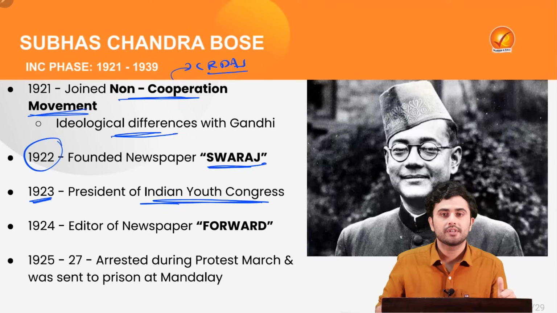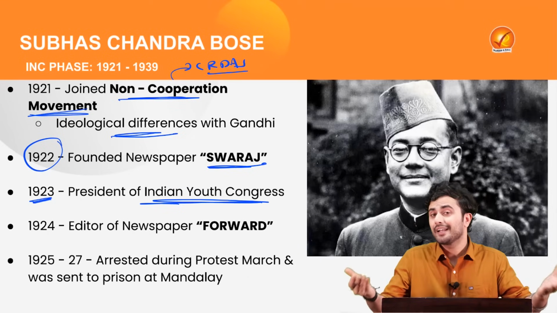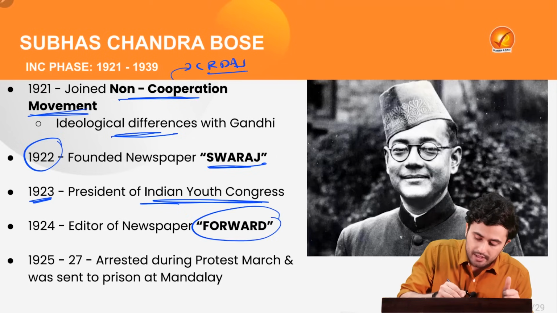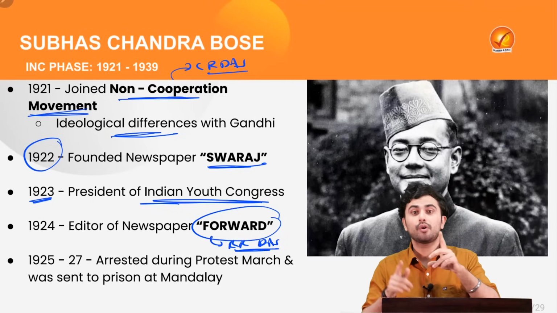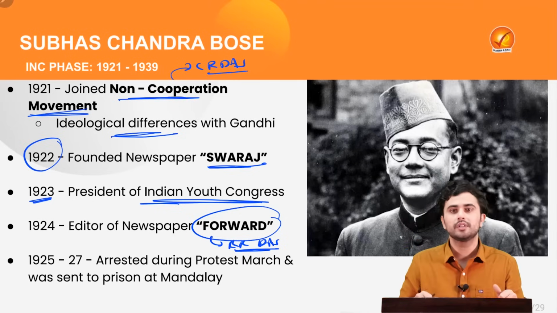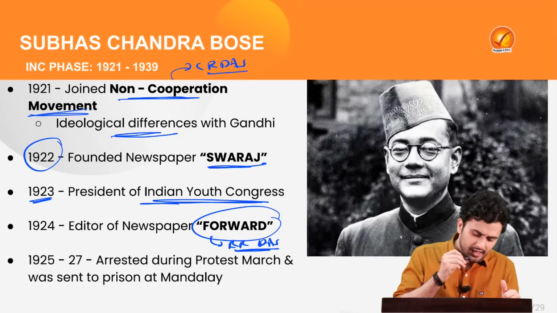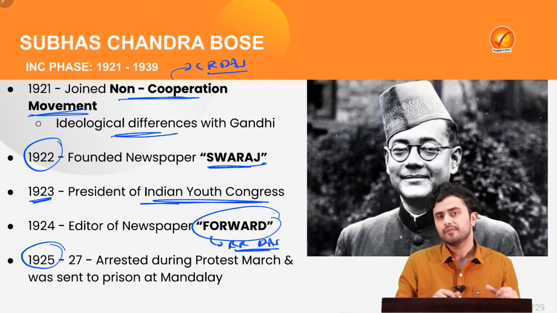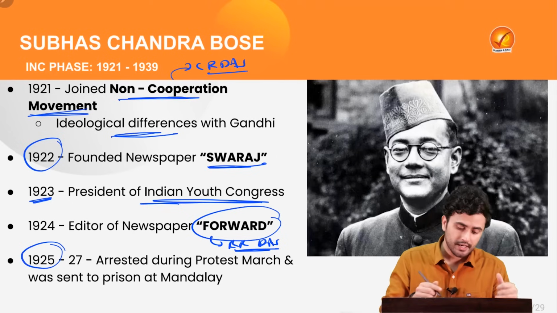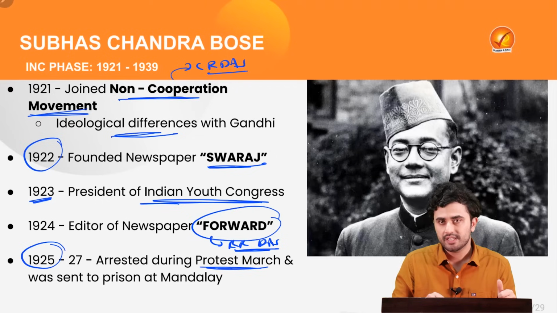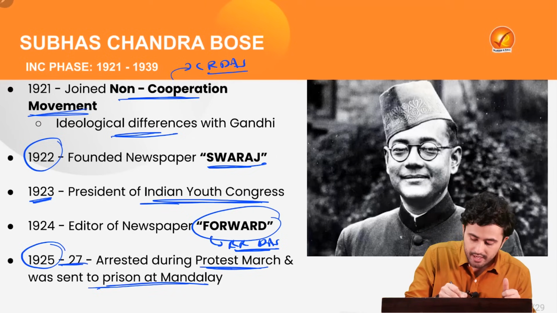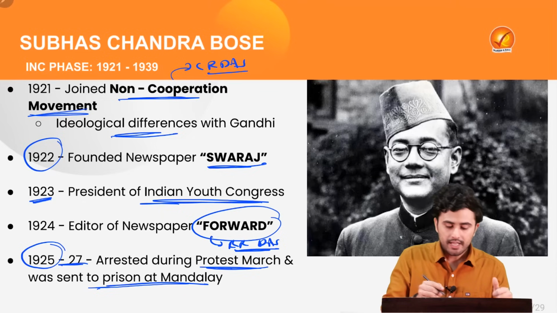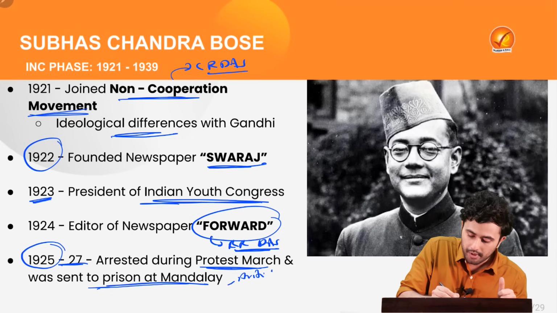From 1924, he also started editing a newspaper called Forward of C.R. Das. Remember that it was C.R. Das who was the leader of the pro-changer side of the Congress. Then, in 1925, Subhash Chandra Bose was arrested when he was leading a protest march and he was imprisoned for 2 years and sent to the prison at Mandalay, then in British Burma.